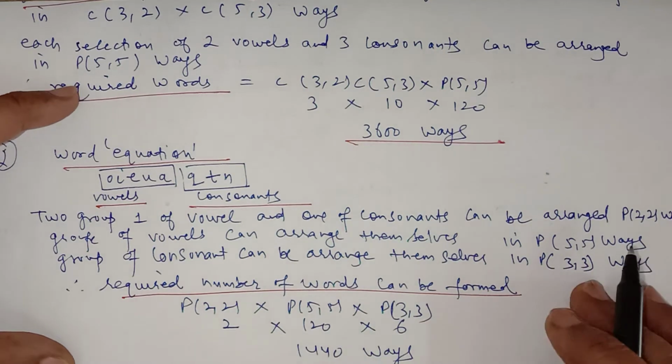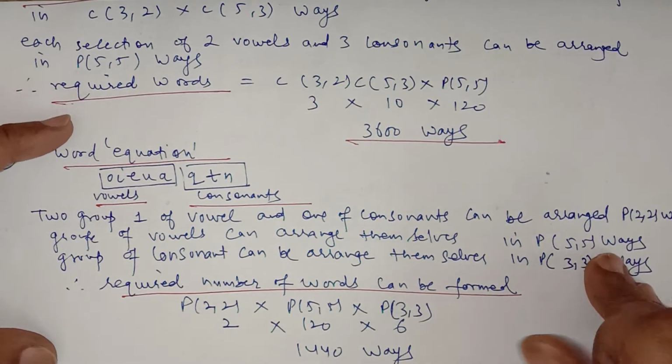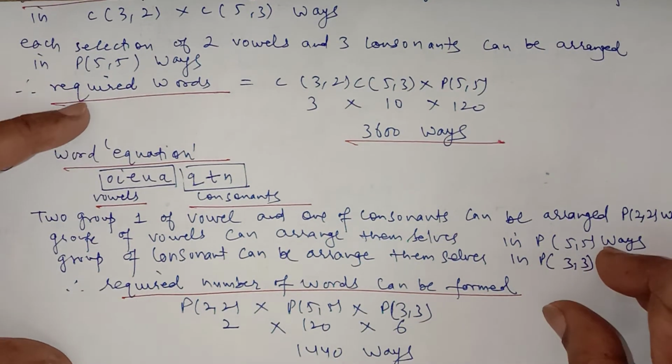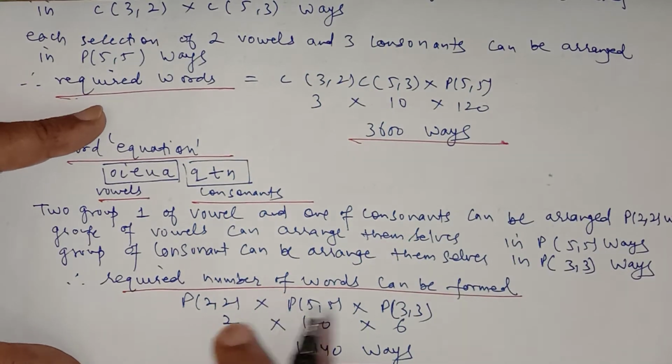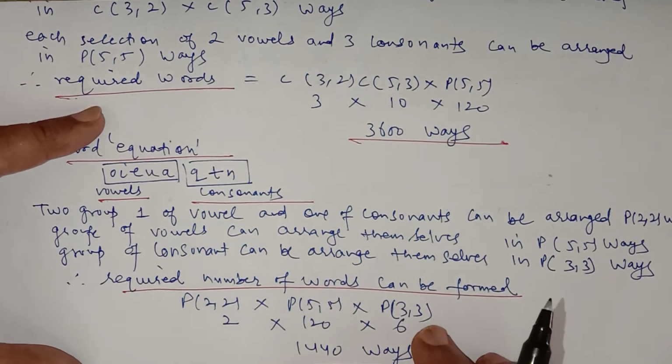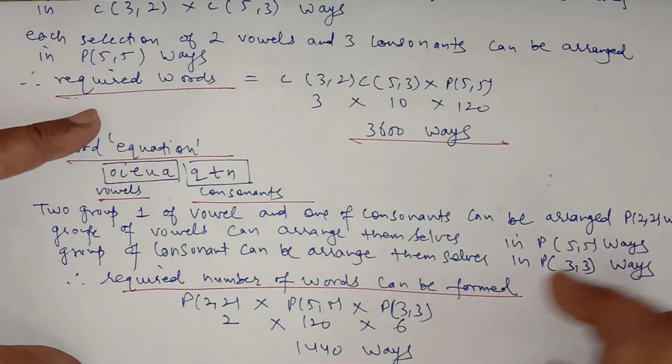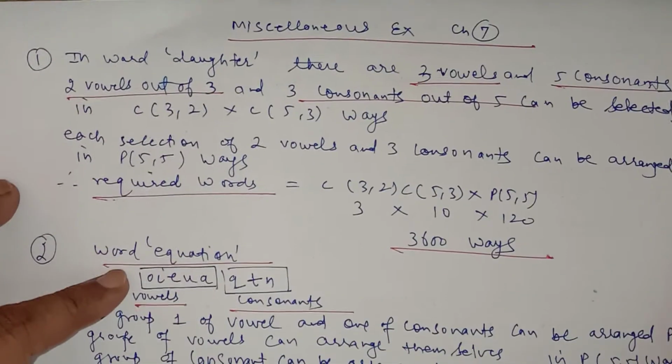The total number of words in which all vowels and all consonants are together is permutation of 2 2 into permutation of 5 5 into permutation of 3 3. You know how to solve this permutation by using the formula.